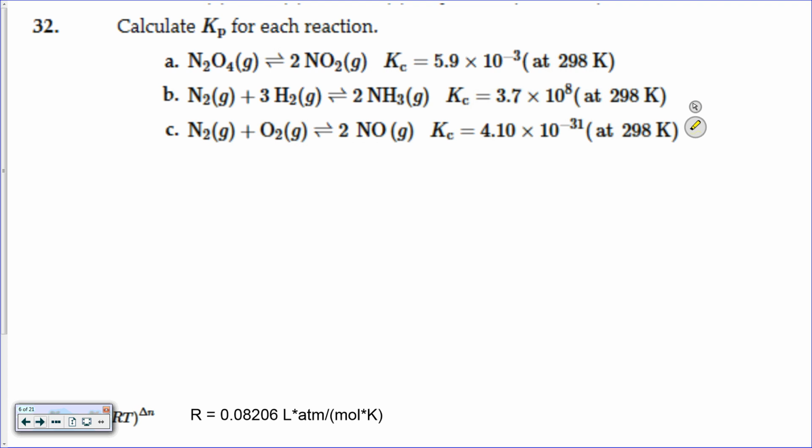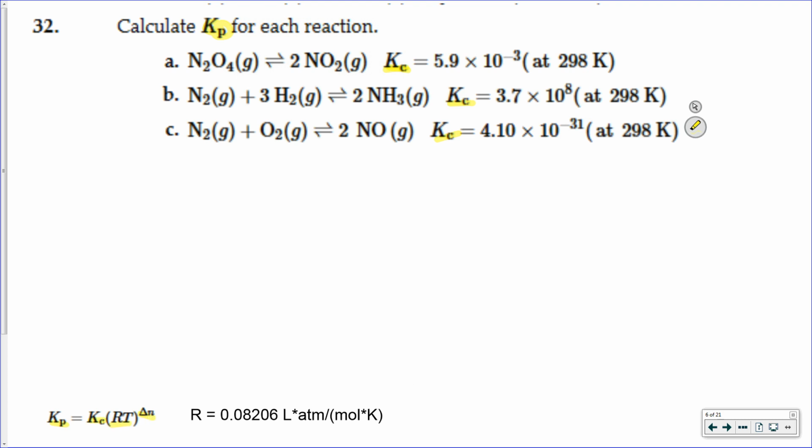Okay, so 32, I've got K sub C values given for a couple of equilibriums, and I need to know what the K sub P is. At the bottom of the page, I've got the K sub P expression. So K sub P is equal to K sub C times RT to the delta N.